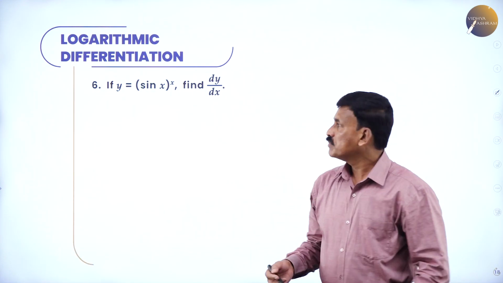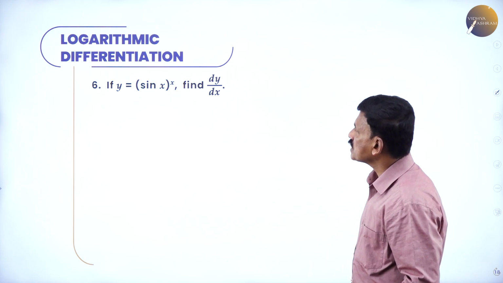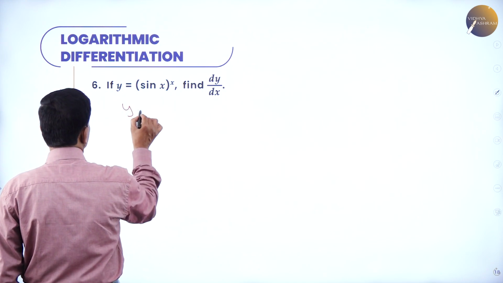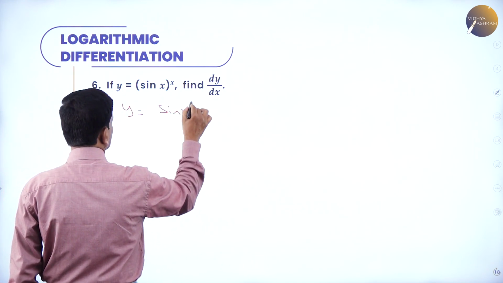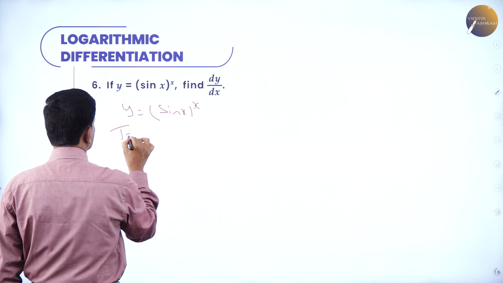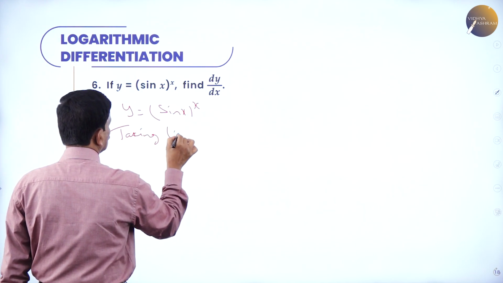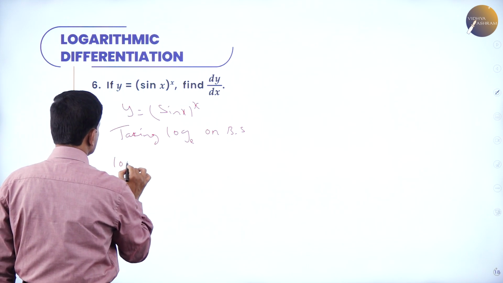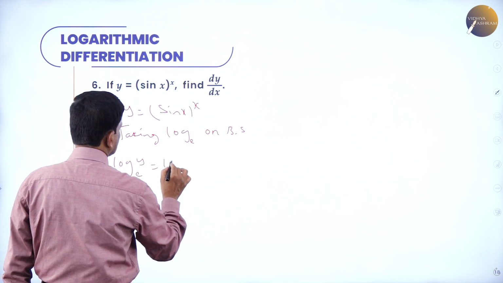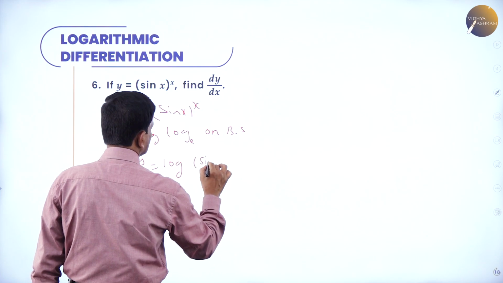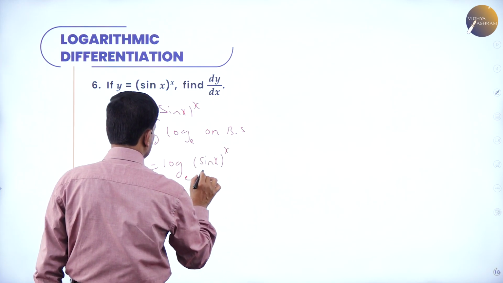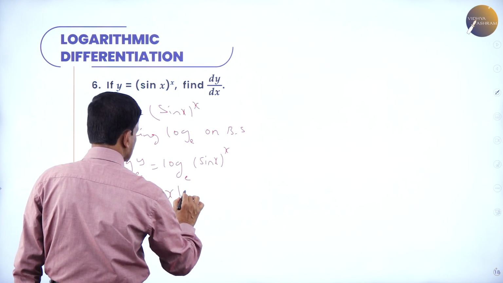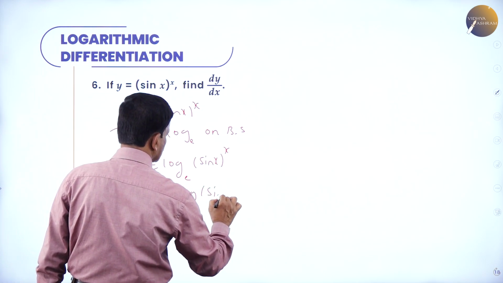This is also very important. You may expect this question. If y is equal to sin x to the power of x, here what is given? y is equal to sin x to the power of x. Taking log on both sides, taking log to base e on both sides. Then this becomes log y to base e is equal to logarithm of sin x to the power of x to base e. This is log y to base e is equal to x log of sin x, right?